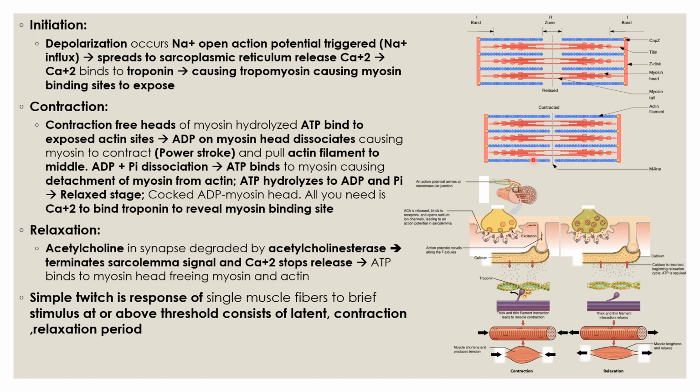Next you have relaxation. With relaxation, acetylcholine in the synapse is degraded by acetylcholinesterase. This terminates the sarcolemma signals and stops the calcium ion release. Then ATP binds to the myosin head, freeing myosin and actin. So ATP releases, ADP contracts.